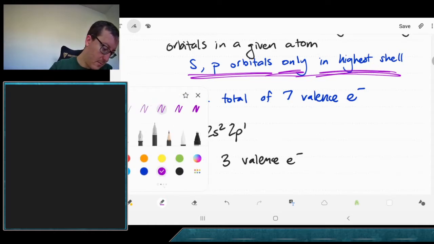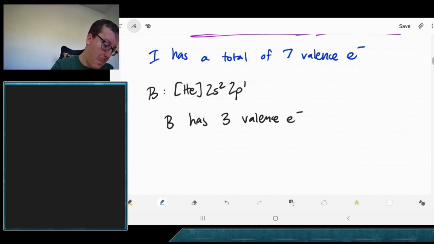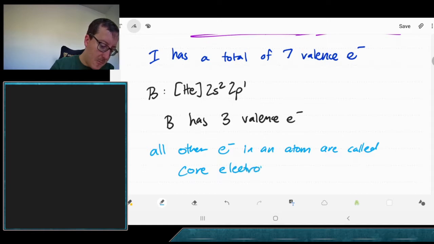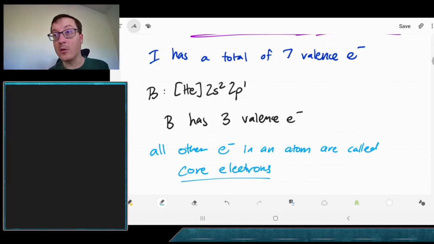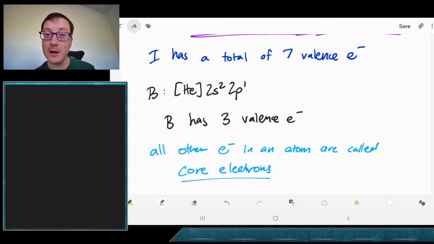We're going to see that all other electrons within an atom are called core electrons. They're called core electrons because they're closer to the nucleus. They're within the atom more, closer to its core. And those essentially don't do much. It's hard to get core electrons to react. You've got to really zap them with X-rays and things to get core electrons to start moving, that is, moving away from the atom.